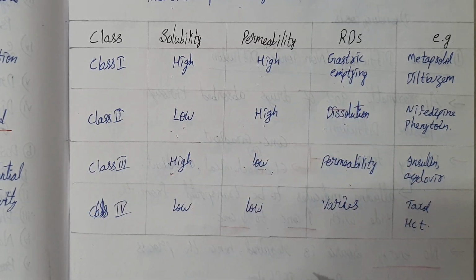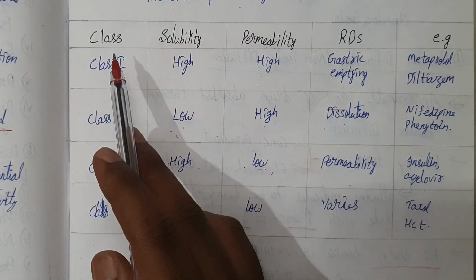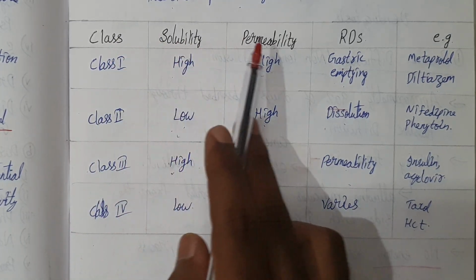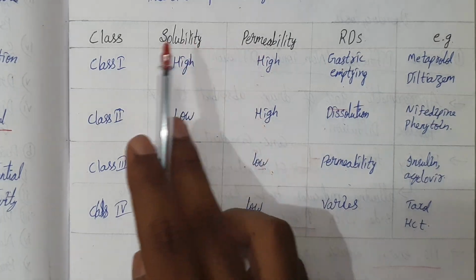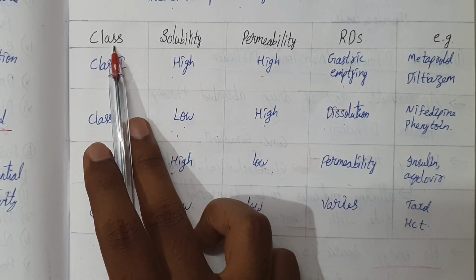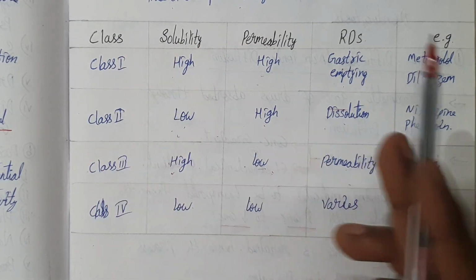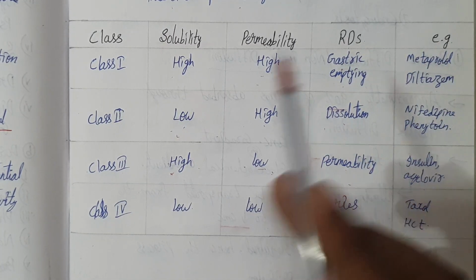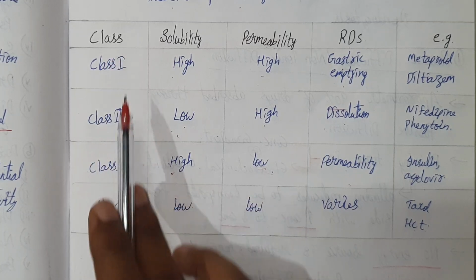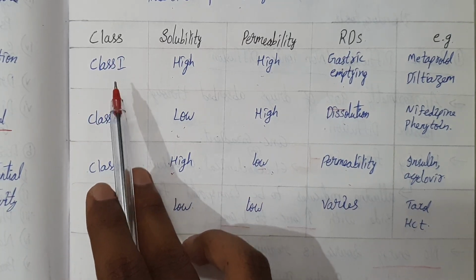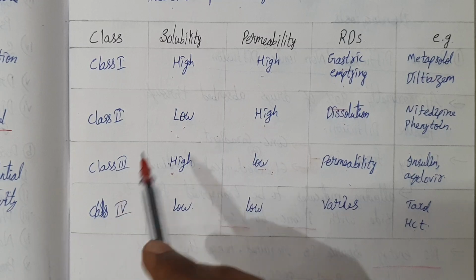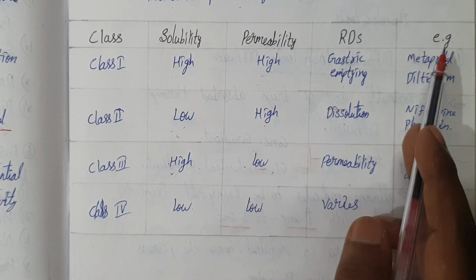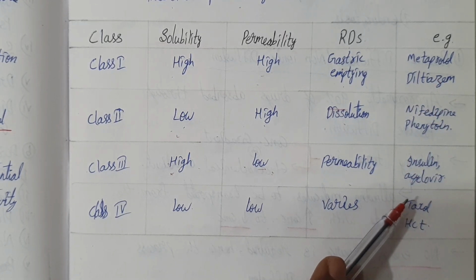You can remember this table. First, this table is all about solubility and permeability, so the headings will be remembered. Then we are dividing into classes, so the class heading will be there. Then rate determining step and example we have to include. First of all, write all the classes. There are 4 classes we know, 1, 2, 3, 4. Then write solubility, permeability, RDS and example. Example you have to remember, okay.